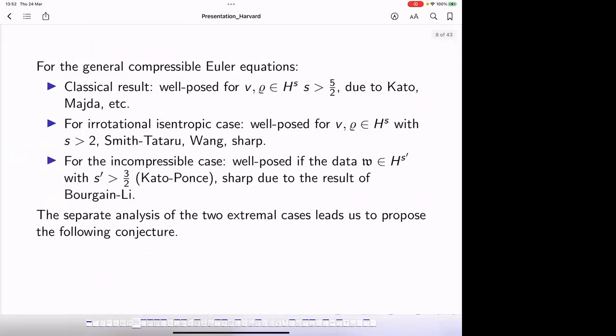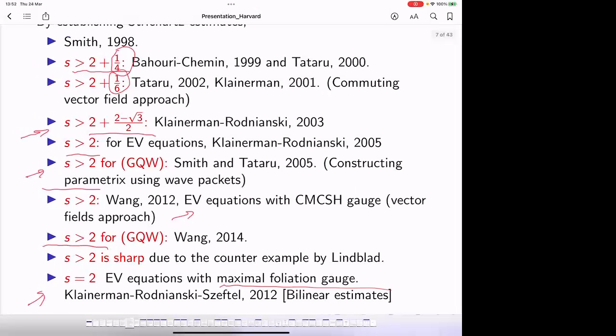compressible Euler. Is there any questions so far? Can you go up to s equals 2 in CMC SH gauge? CMC SH, I don't quite know if it is satisfied. The maximal foliation gauge they use actually has no shift.